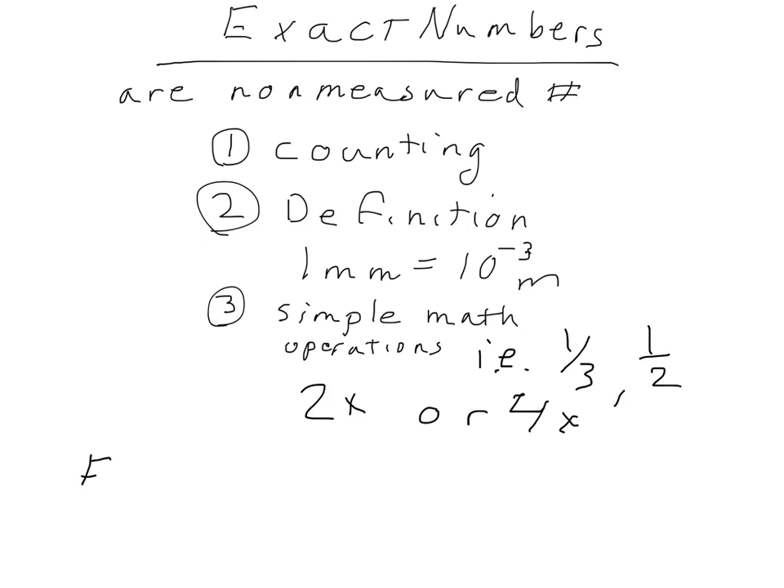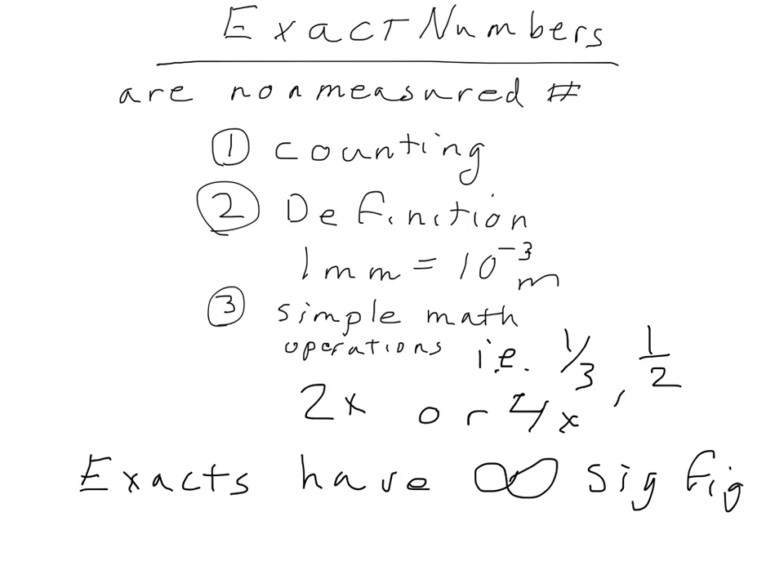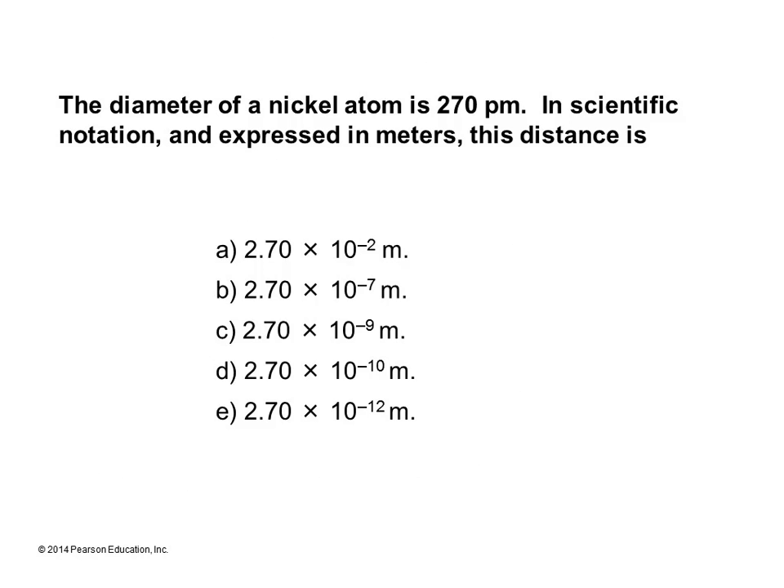Exact numbers have an infinite number of sig figs, meaning when you're adding or subtracting by an exact number, they will not limit your number of sig figs. It's a fancy way of saying that when you're doing a mathematical operation and you run across an exact number, you don't worry about it when it comes to sig figs. Alright, now let's kill you with examples.